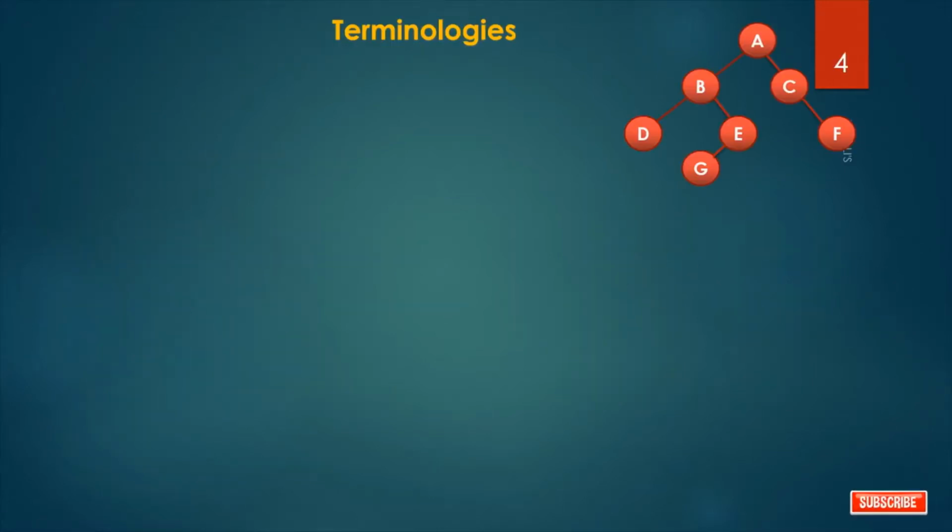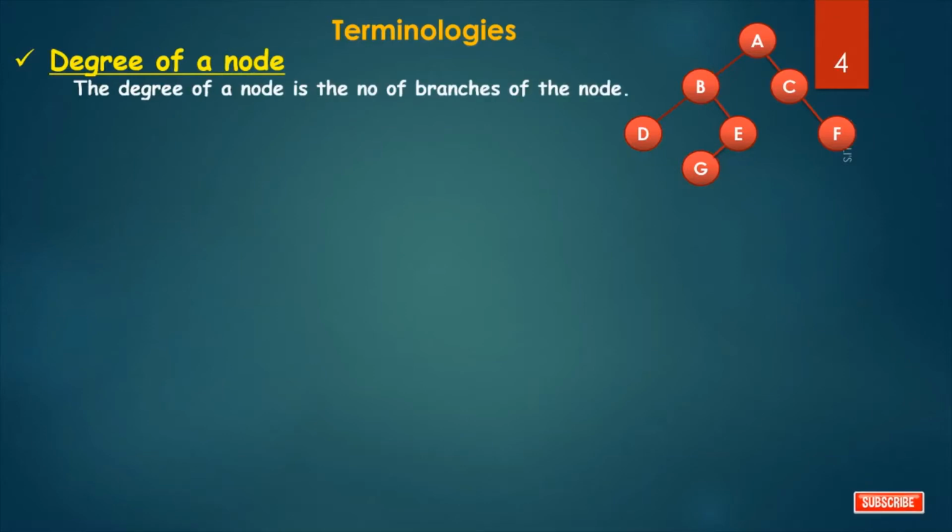Now, some important terminologies of a tree. First, the degree of a node. The degree of a node is the number of branches of the node. For A, the degree is 2 because 2 branches are coming from A. For B, the degree is 2 because 2 branches are coming. For D, the degree is 0 because no branches are coming. For E, there is one branch, so the degree is 1. For C, the degree is 1. For F, the degree is 0.